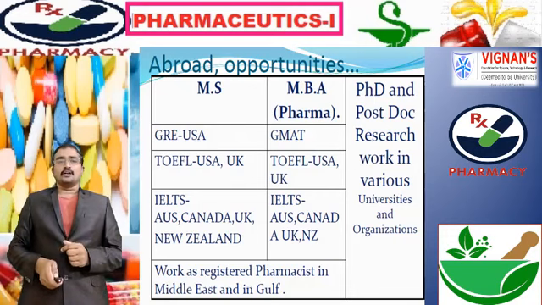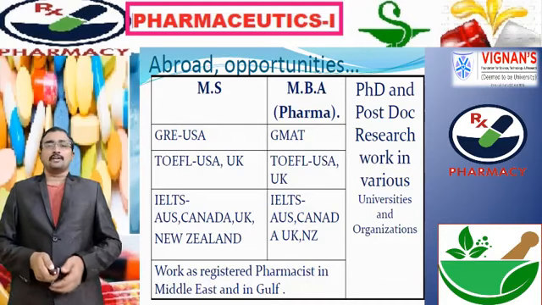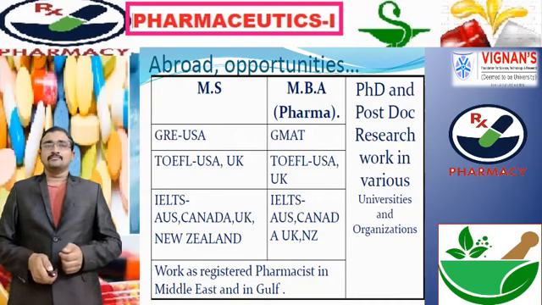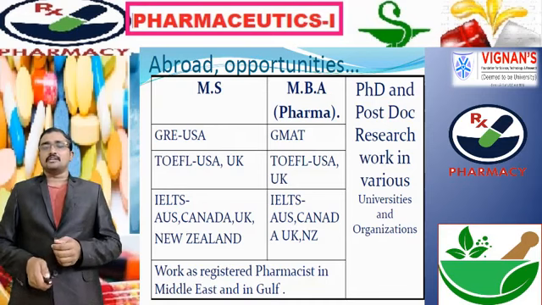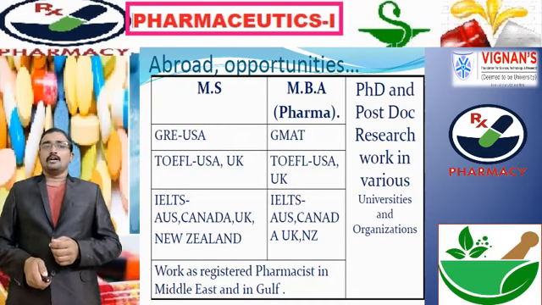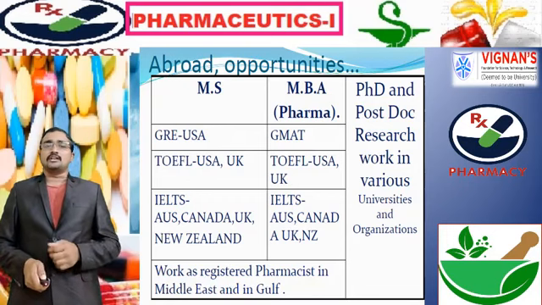And if you are willing to go to the UK and USA, you try to qualify the TOEFL exam. And if you are going to Australia, Canada, UK or New Zealand, if you are willing to plan the MS program in the US, you have to write the GRE exam. If you are willing to go to the USA or UK, you will also attempt the GRE or TOEFL exam with IELTS. And if you are willing to go to Australia, Canada, UK and New Zealand, in these countries the IELTS exam is required. And you can also work as a registered pharmacist in the Middle East and Gulf countries, based on their country's qualifying exam.